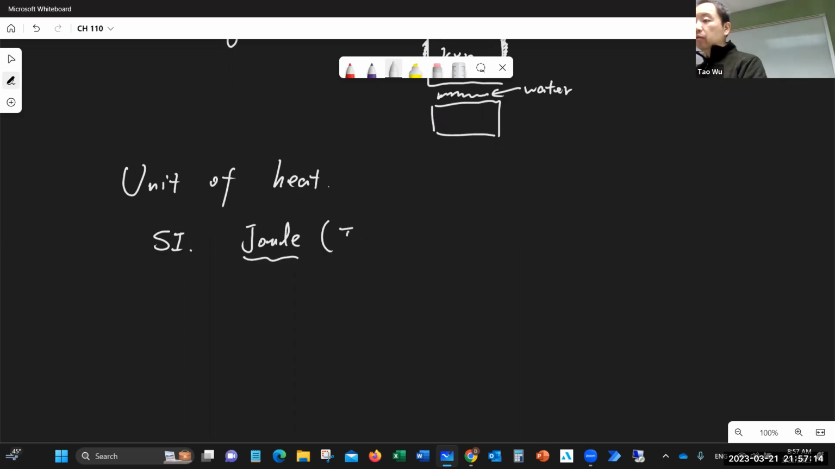If you write the symbol, it's just a capital J. But this is a really, really small unit. So in most cases in chemistry, we're not using joule. Sometimes we probably use kilojoule, which means 1,000 joules. We're not using joule, instead we're using kilojoule in some of the cases.